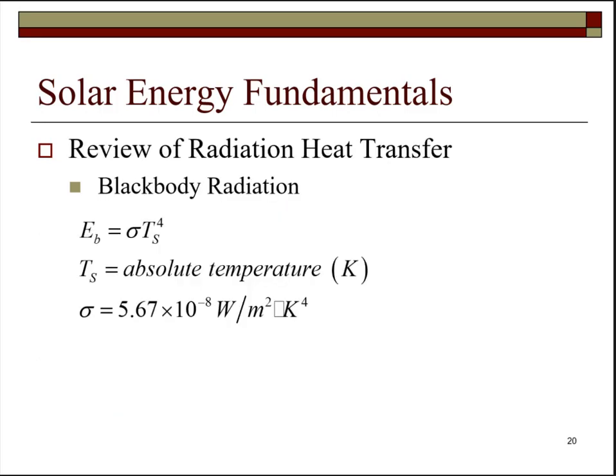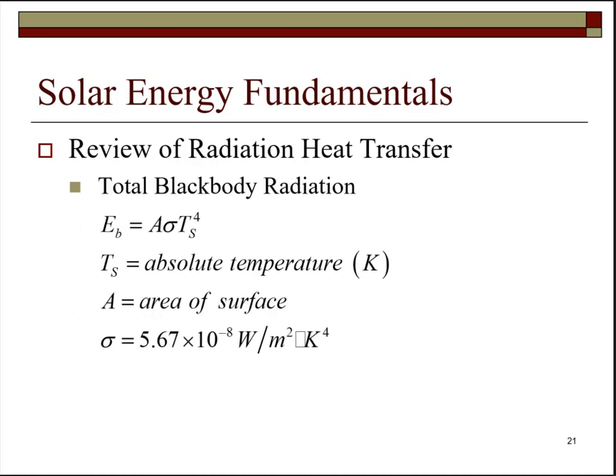This is a heat transfer equation for solar radiation, in which E sub b is a symbol for blackbody radiation. It is equal to the Stefan-Boltzmann constant times the fourth power of the absolute temperature of the surface. This equation includes the surface area into the equation.